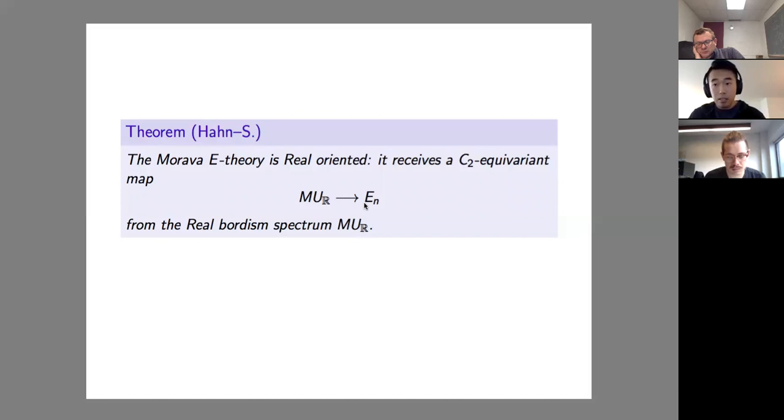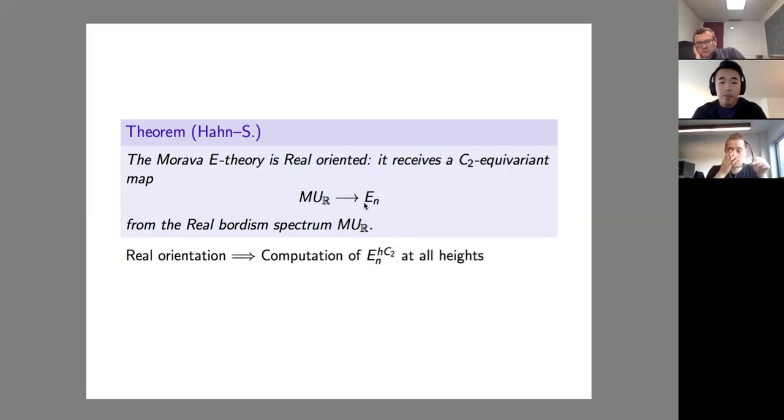It's obvious that there's a C2-equivariant map on the homotopy level, but this is a C2-equivariant map on the point-set level, and it induces a map of C2 homotopy fixed point spectral sequences. And from that induced map on the C2 homotopy fixed point spectral sequences, we can compute En^{hC2} at all heights. So Jeremy and I used this real orientation and analyzed this induced map on the homotopy fixed point spectral sequence, and we computed En^{hC2} at all heights.